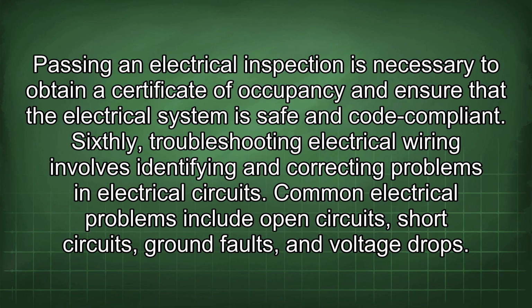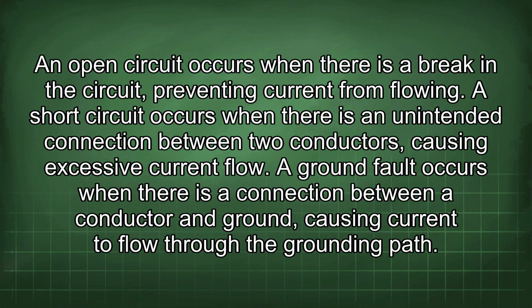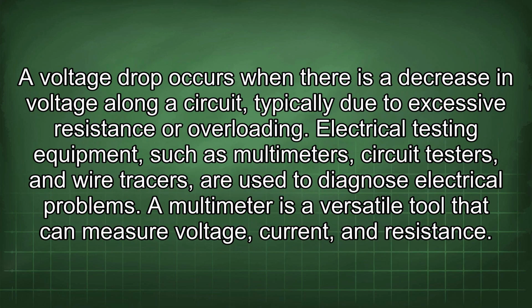Common electrical problems include open circuits, short circuits, ground faults, and voltage drops. An open circuit occurs when there is a break in the circuit, preventing current from flowing. A short circuit occurs when there is an unintended connection between two conductors, causing excessive current flow. A ground fault occurs when there is a connection between a conductor and ground, causing current to flow through the grounding path. A voltage drop occurs when there is a decrease in voltage along a circuit, typically due to excessive resistance or overloading. Electrical testing equipment, such as multimeters, circuit testers, and wire tracers, are used to diagnose electrical problems.